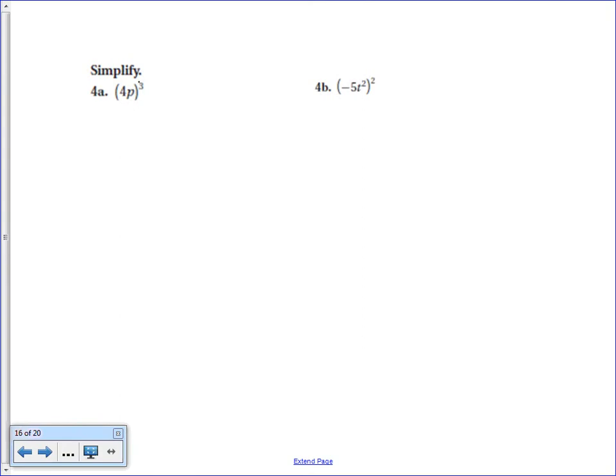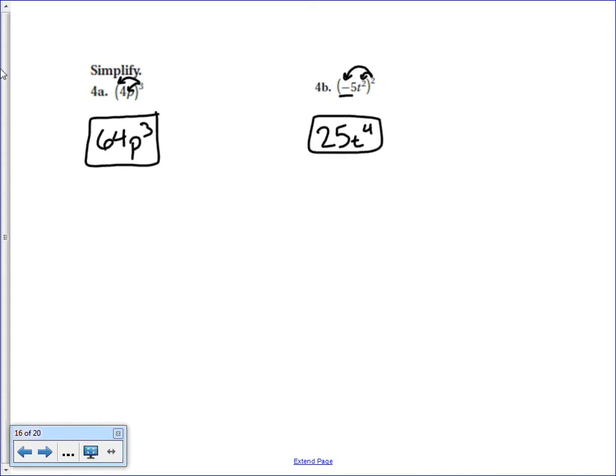All right, so just a few more of these. 4a, distribute the 3 through. So we have 4 to the third power, so 4 times 4 times 4. That's going to give me a 64. And then p to the third. Okay, so a single variable to an exponent will just be p to the third. 4b, so distribute the exponent to the negative 5 and to the t squared. So negative 5 times negative 5 will give me a positive 25. T squared squared, that's going to give me a t to the fourth. So again, going back to a power, make sure to multiply.